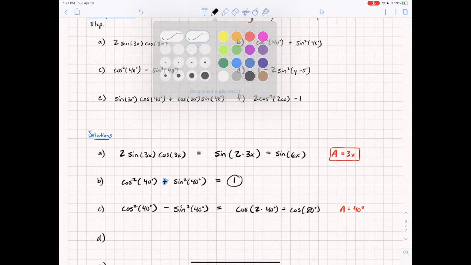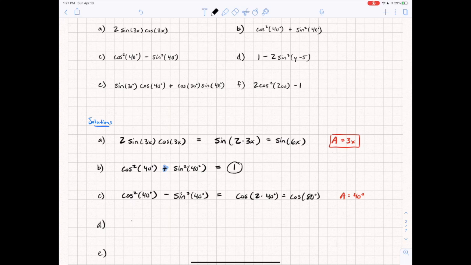All right, for D, I have 1 minus 2 times sine squared of y minus 5. This format you'll see under the cosine of 2A. So I just need to know what my angle is. Well, my angle is everything that's in the parentheses of sine squared, which in this case is y minus 5. So then simplifying that, this will be cosine of 2y minus 10. And again, this is where A is equal to y minus 5, specifically.